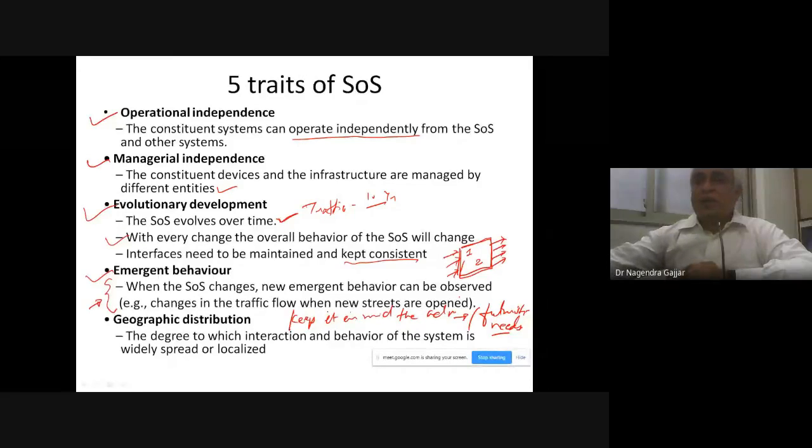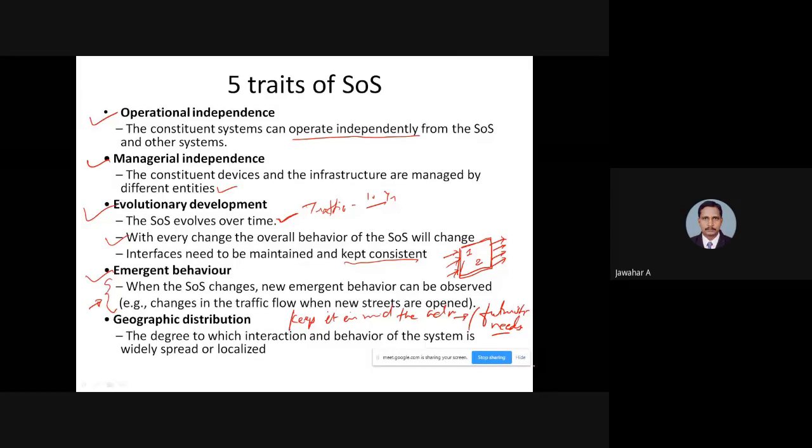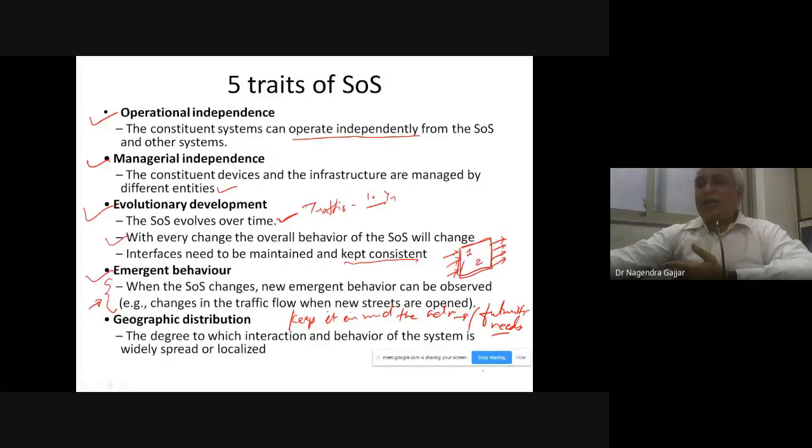My IoT systems are normally designed with circuit references that are going to use power, right? But I know that within my terrain area, my power won't be available all the point of time. I won't have electricity available. So I need to design my system in such a way that the interaction and behavior of the system is widely spread or localized.